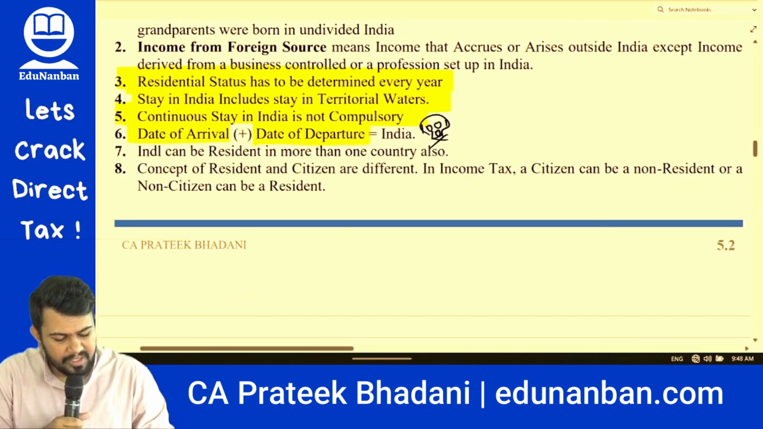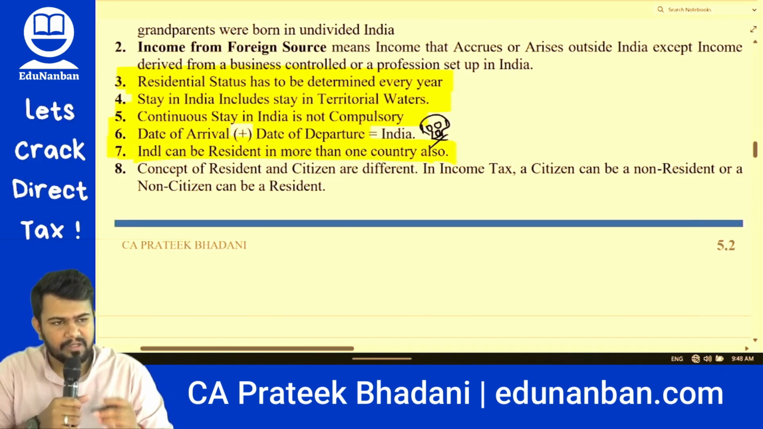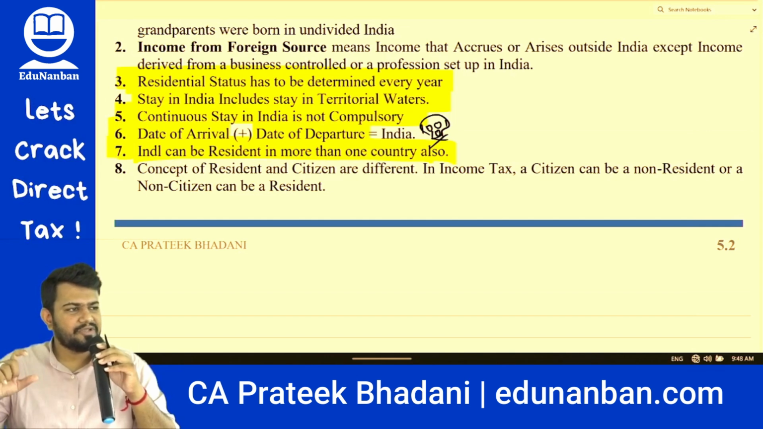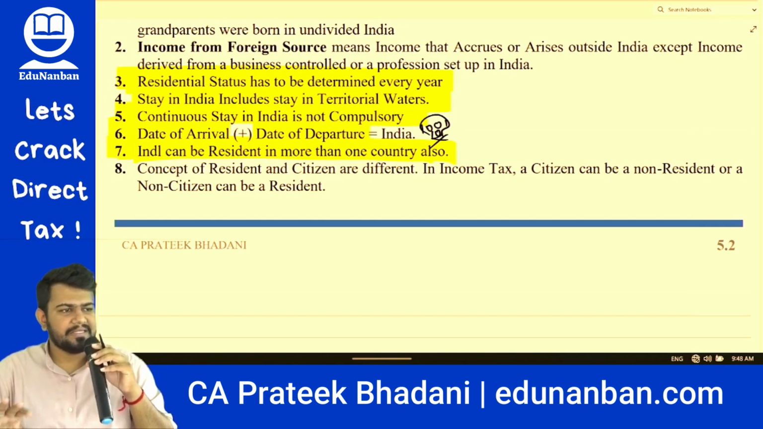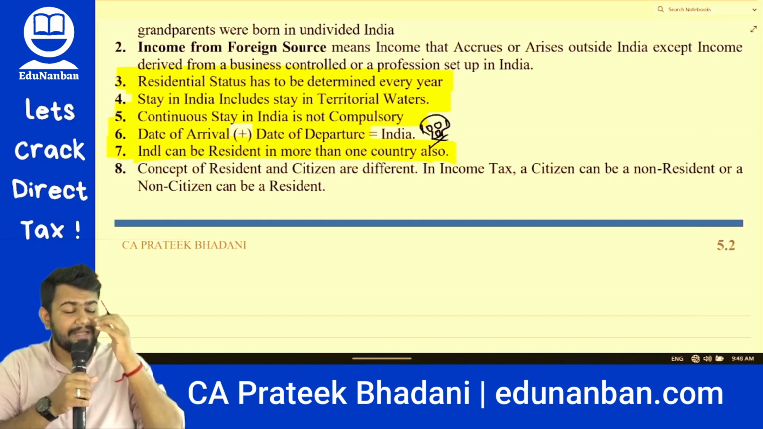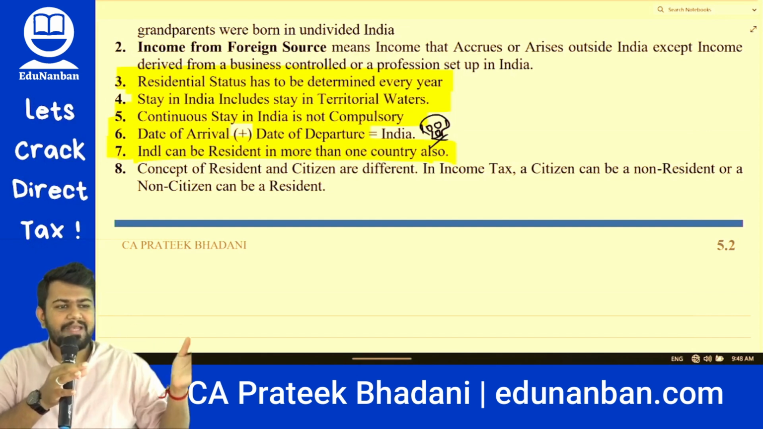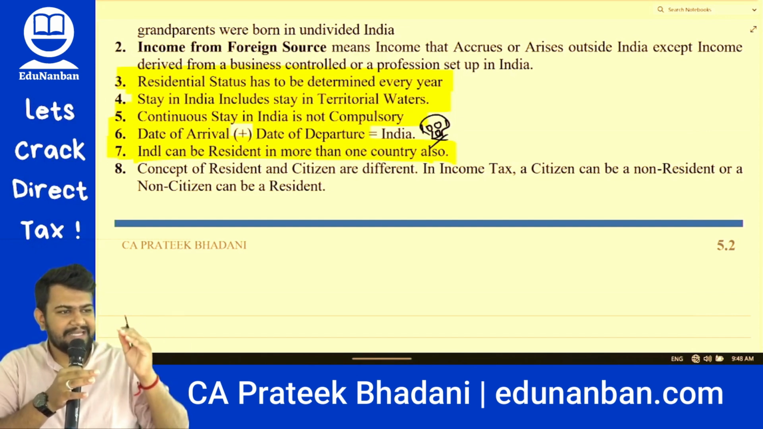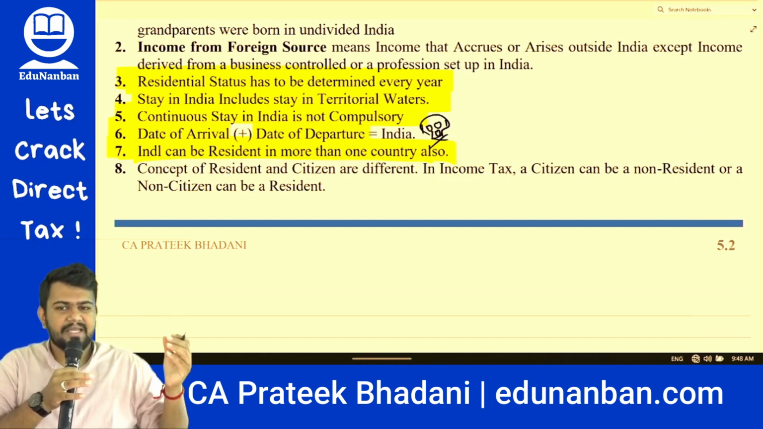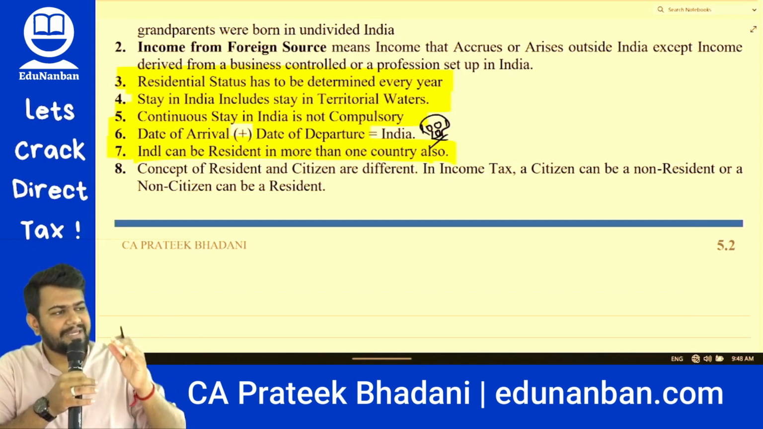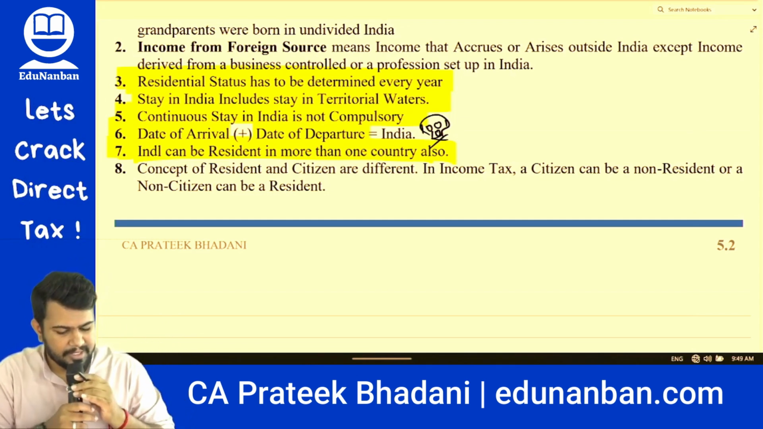Next, an individual can be resident in more than one country also. So is it possible that an individual is resident in more than one country? Answer is yes, very much possible. In such case, what will happen? He might be taxed twice for the same income, correct? But in such case, he can take advantage of double taxation avoidance agreement.